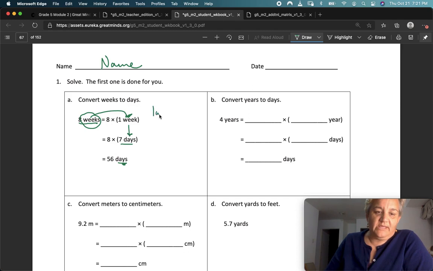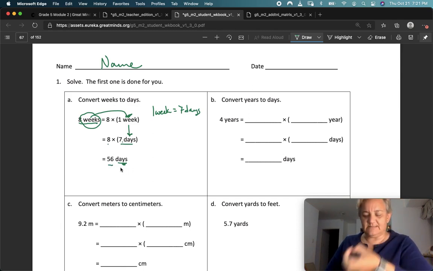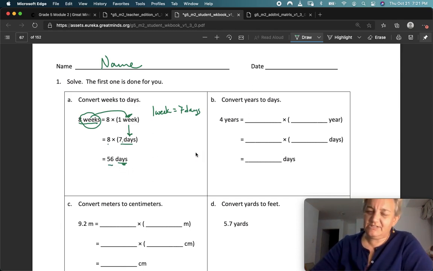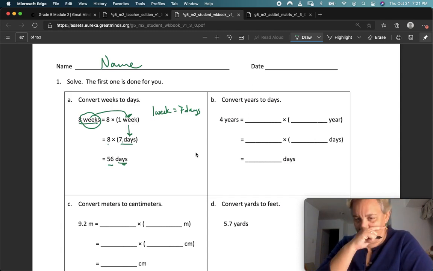And 1 week equals 7 days. Then it's a simple multiplication problem. 8 times 7 is 56, 56 days, okay? So I hope that makes sense to you. This should be a pretty quick lesson.